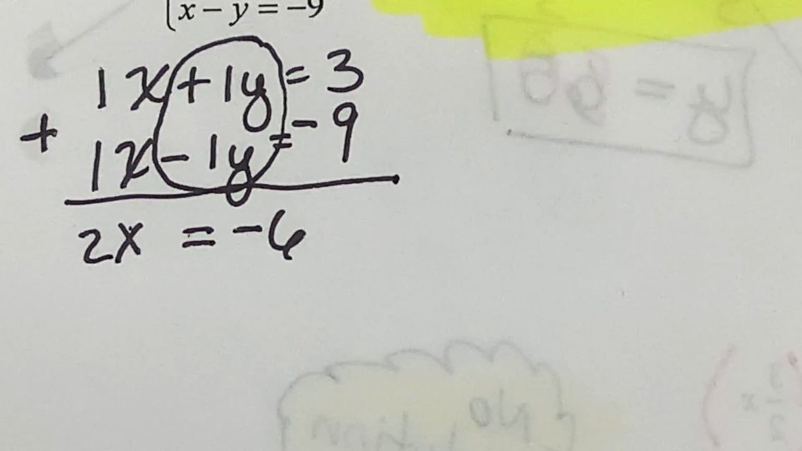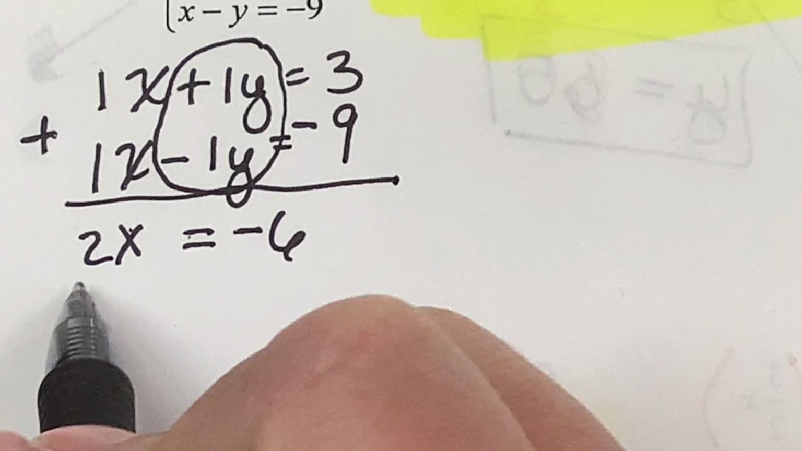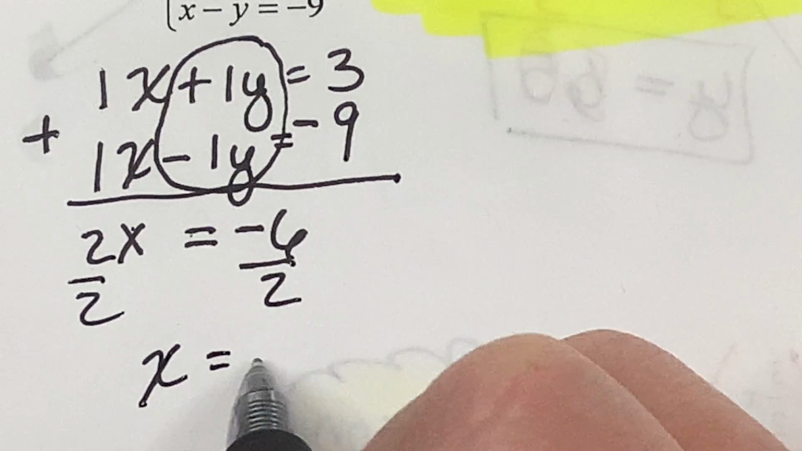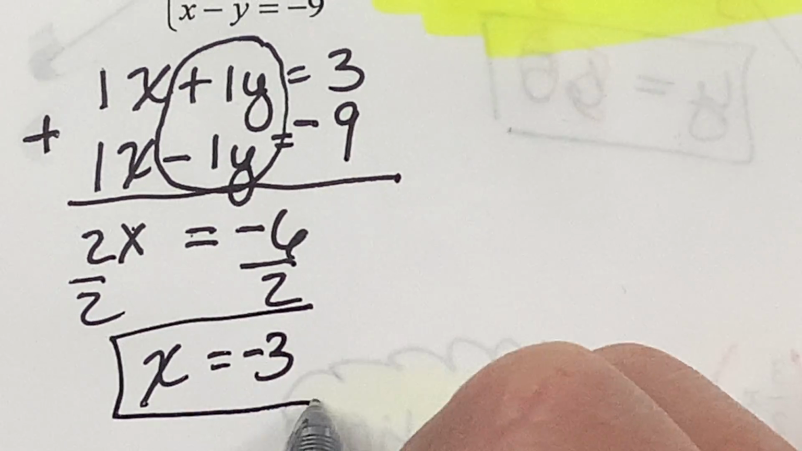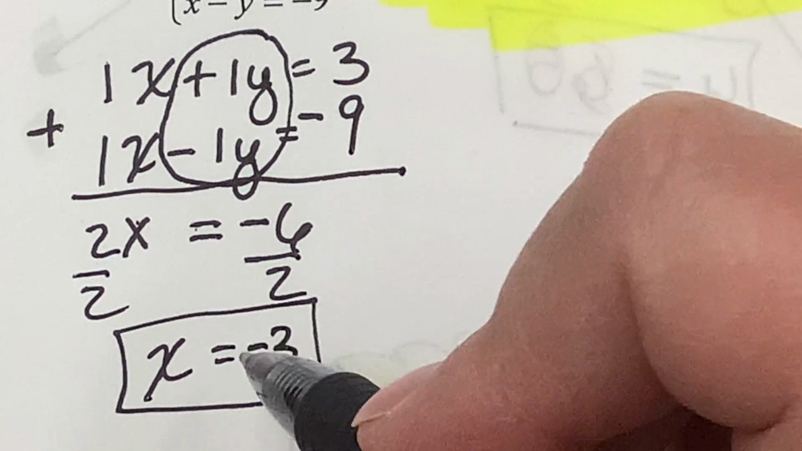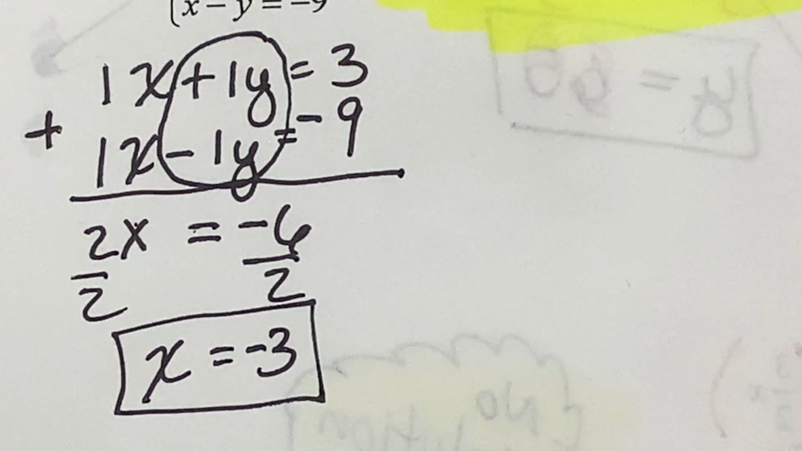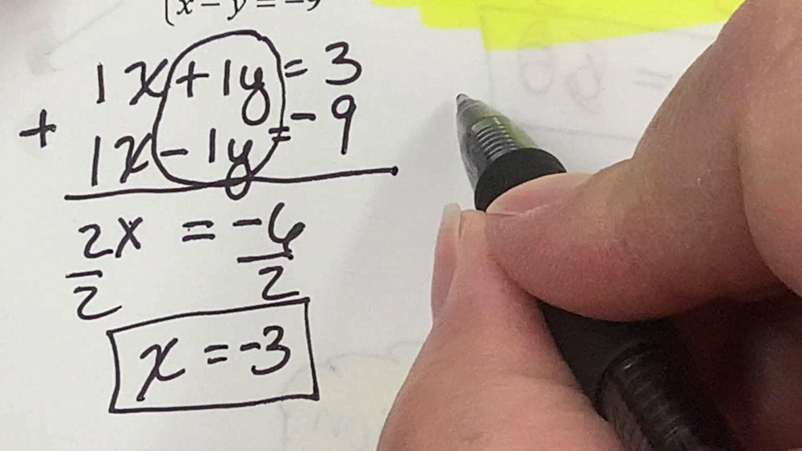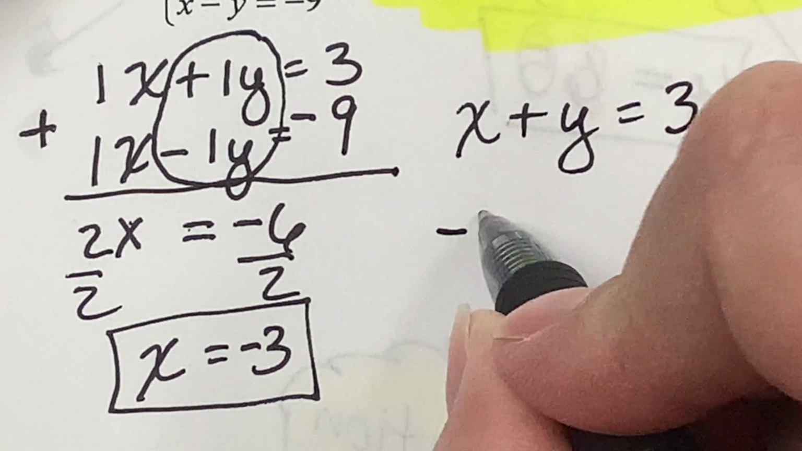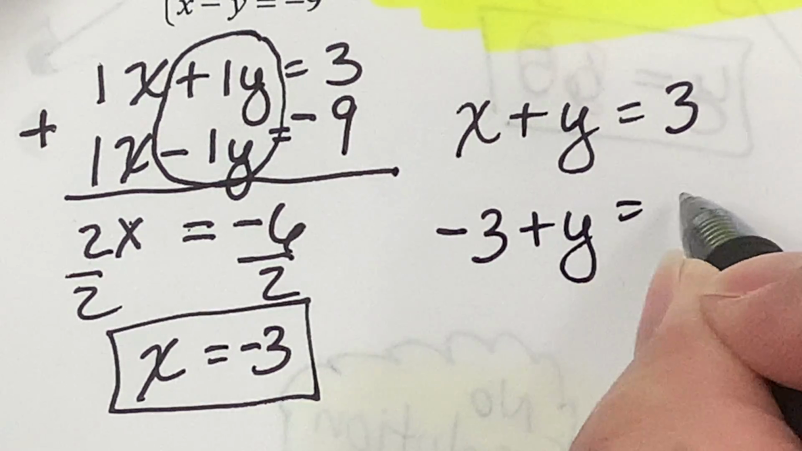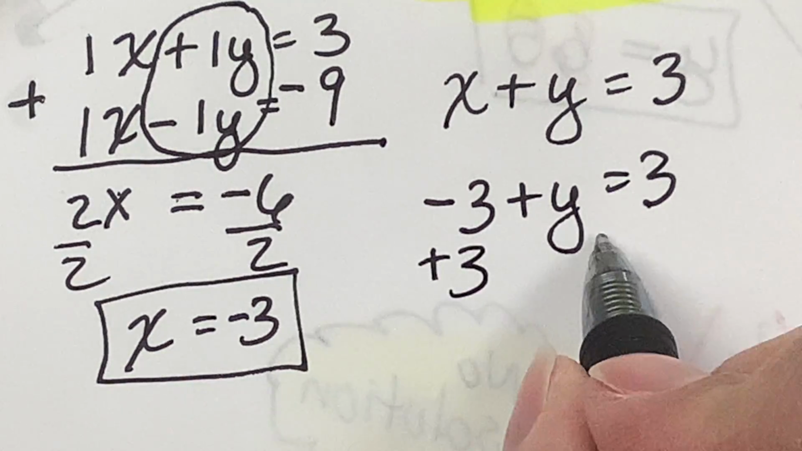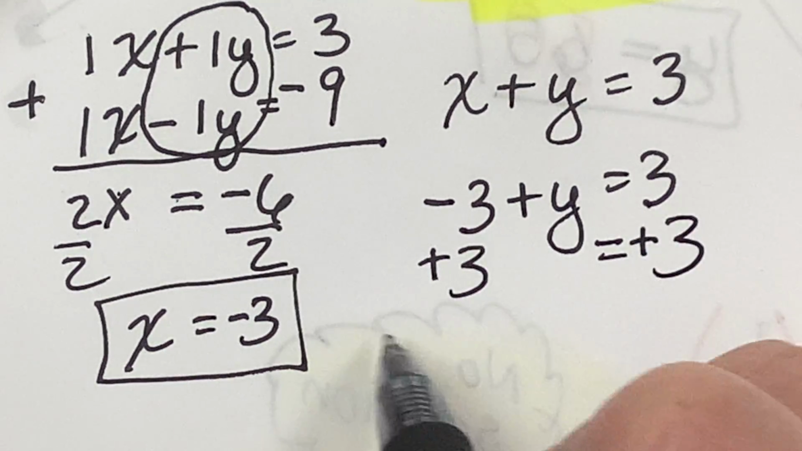Now, look at that. Just 2x. I've got to divide by 2. 2 divided by 2, 1x, negative 6 divided by 2, negative 3. Like I said, easy peasy. Now I'm going to have to put this negative 3 into one of the equations to figure it out. So I'm going to start with the top equation, x plus y equals 3. Negative 3 plus y equals 3. The opposite of negative 3 is to add 3. But remember, got to do it to both sides.